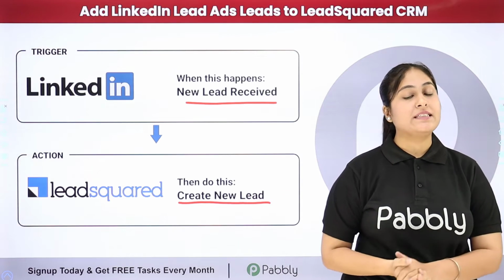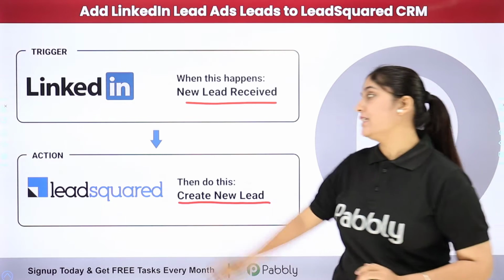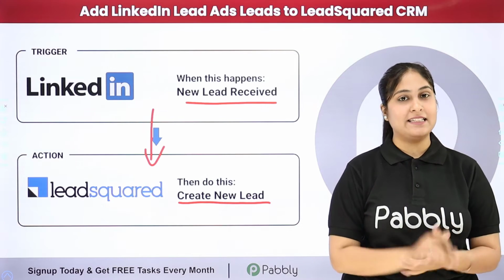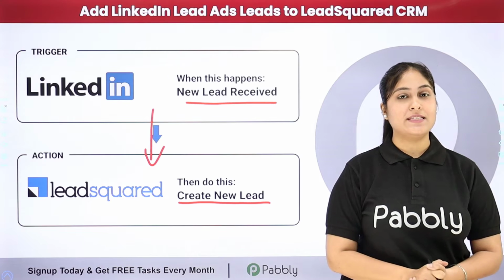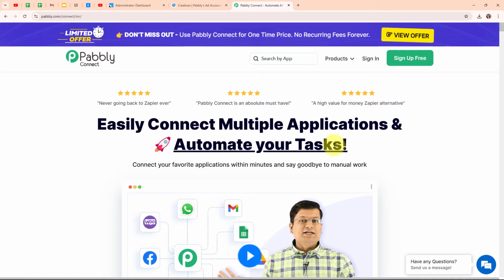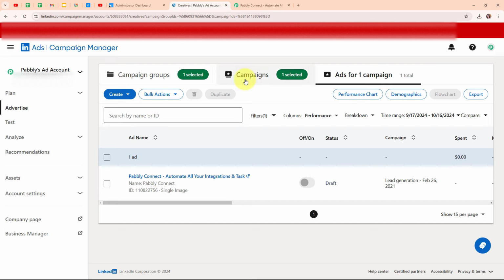So to automate this entire process, I need to connect these applications using an automation software named Pabbly Connect. To learn this process step by step, let me take you to my screen. Welcome to my screen. As I've already mentioned in my introduction, I run a B2B business and I use LinkedIn lead ads to capture potential clients interested in my services.